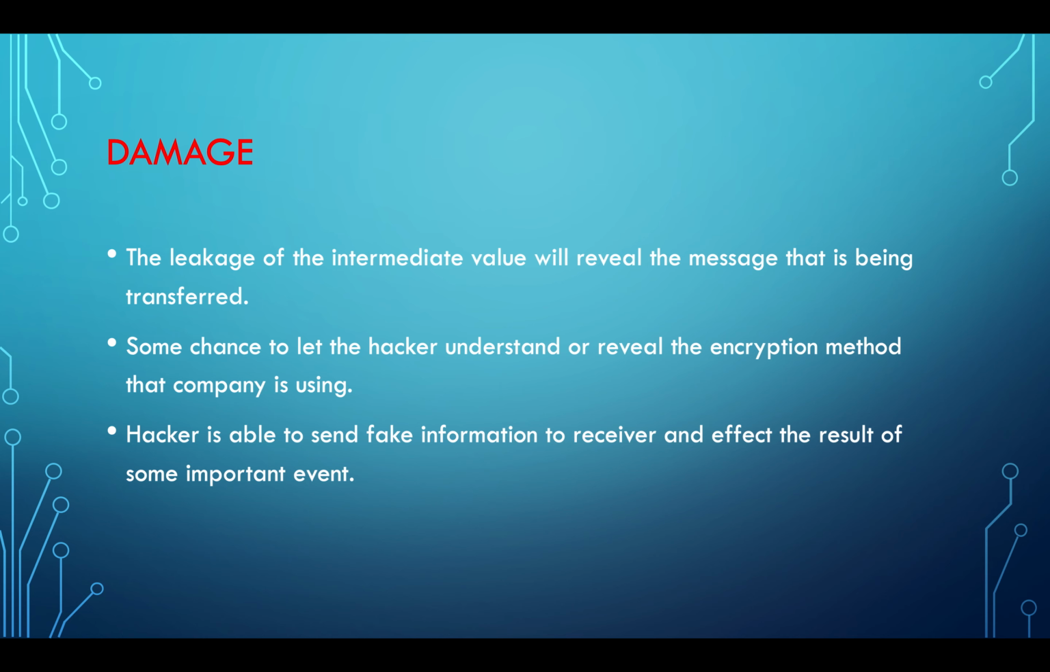Like the virtual example we discussed above, there are potentially 3 major damages as consequences. The leakage of the intermediate value will reveal the message that is being transferred. It can be a username, a password, or some important information that is linked with someone. Also, the leakage of INV has some chance to let the hacker understand or reveal the encryption method that the company is using. Finally, as happened in this virtual election, the hacker is also able to send fake information to the receiver and affect the result of some important event.